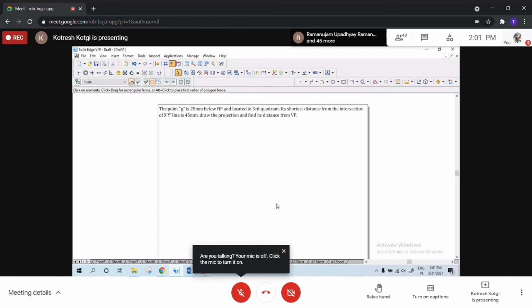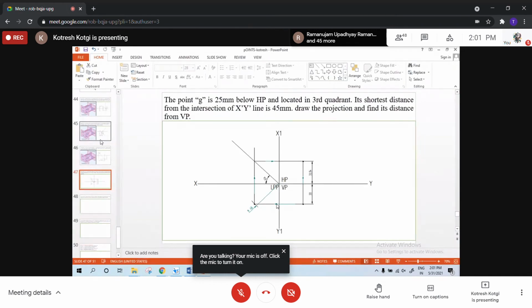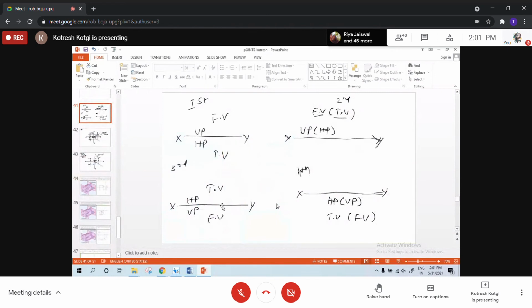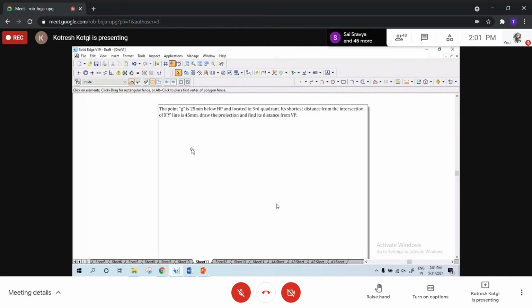In the third quadrant, see here, where is the top view? Above the XY line or below the XY line? Above the XY line. So where is the front view? Below the XY line. Keep that in mind. We'll start solving the problem. What is the first step we have to do? We have to draw the XY line first.